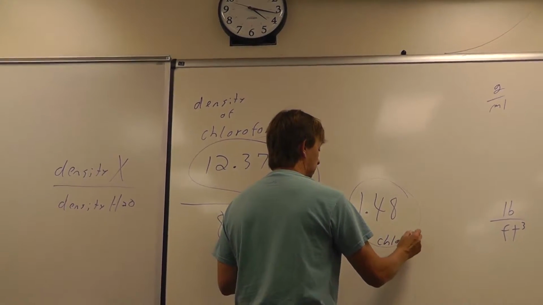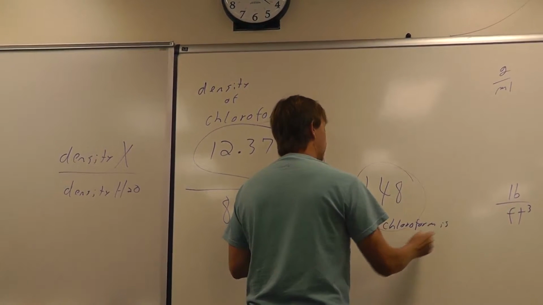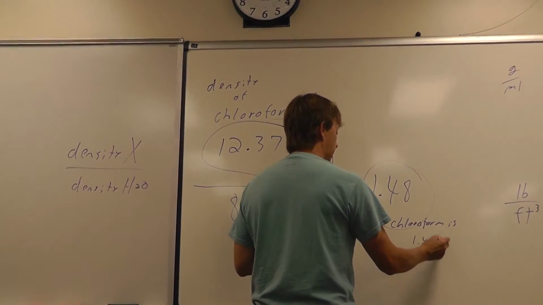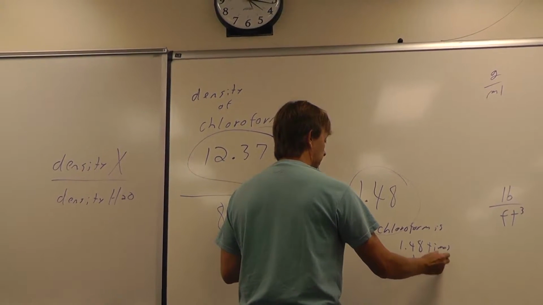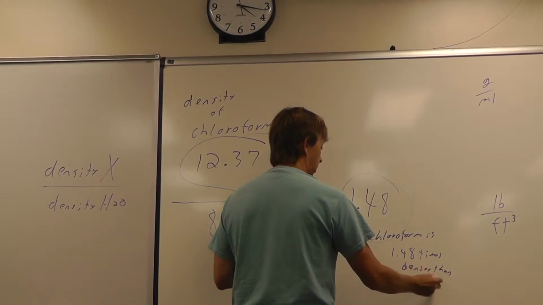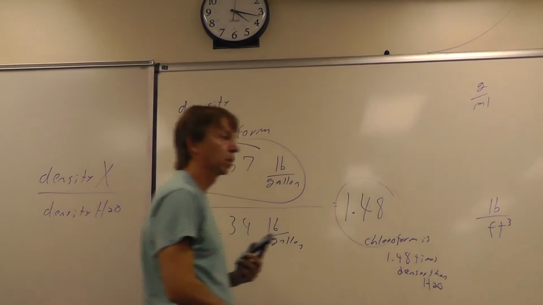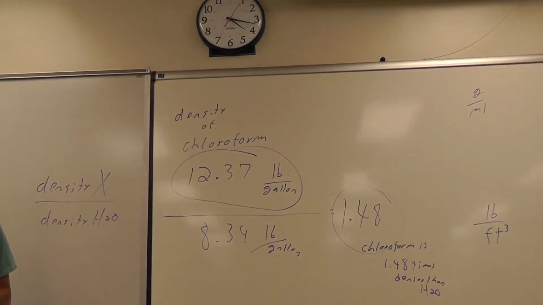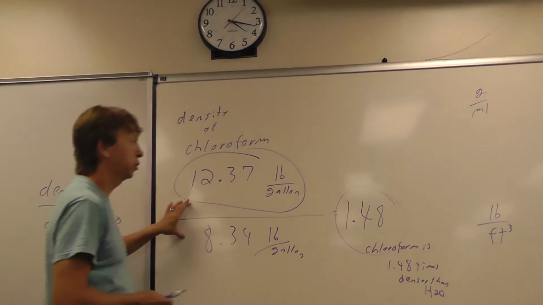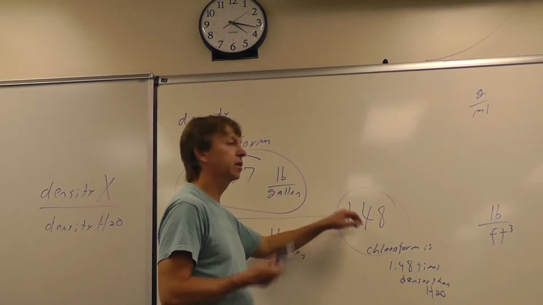Chloroform is 1.48 times denser than water, period, regardless of what units you're talking about. By making this ratio, we know that chloroform is 1.48 times denser.